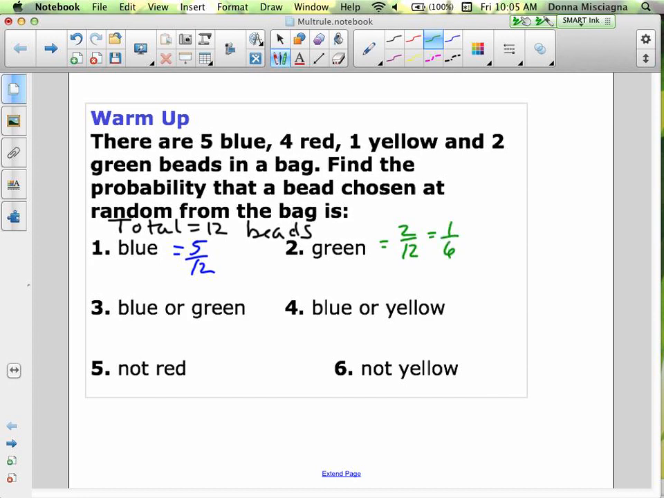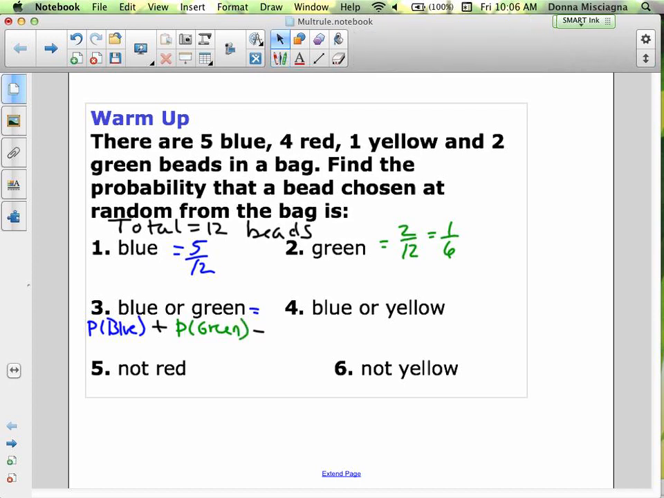How about the probability of blue or green? So the probability of blue or green is equal to the probability of blue plus the probability of green, and then minus the probability of blue and green. All right, so answering this question for us.